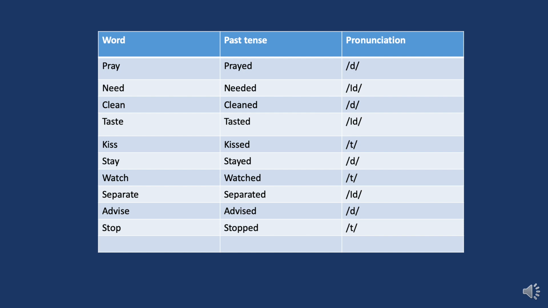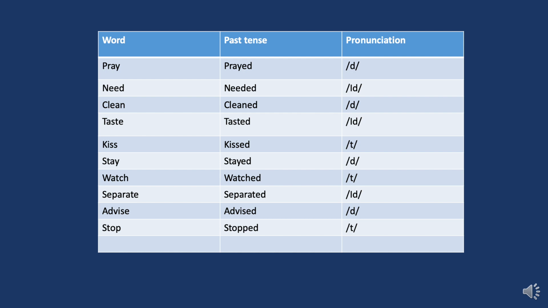The next word is stay. This is once again your vowel sound at the end, A, which causes a vibration in your throat. Past tense is stayed. And notice that the pronunciation is a D at the end. The next word is watch. The ch sound at the end. So if you feel your throat, do you feel a vibration there? Ch. No, you should not. So the past tense is watched. So it ends in a T sound.